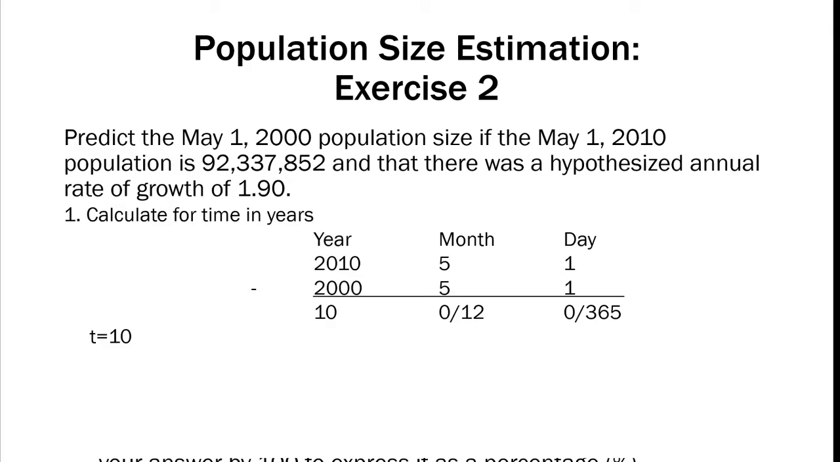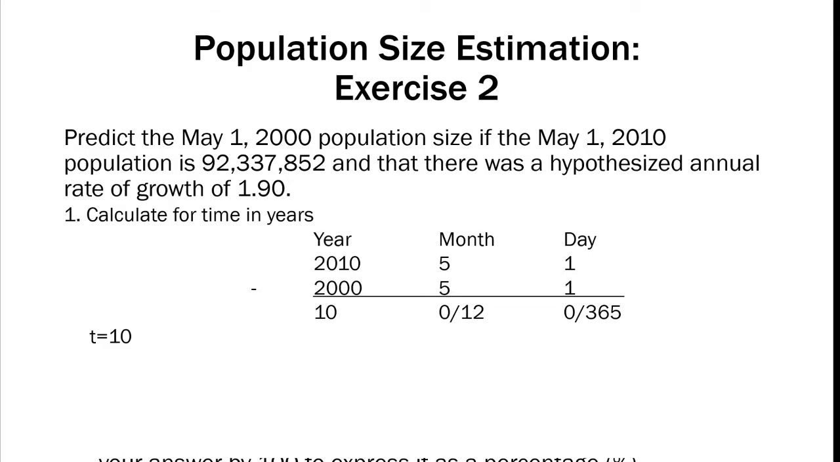And take note, even though we are estimating the past population size, the way that we compute for the elapsed time is still future minus past date. And since we're using the same set of dates as the first problem, our t is still equal to 10 years. Okay, so what's the next step?